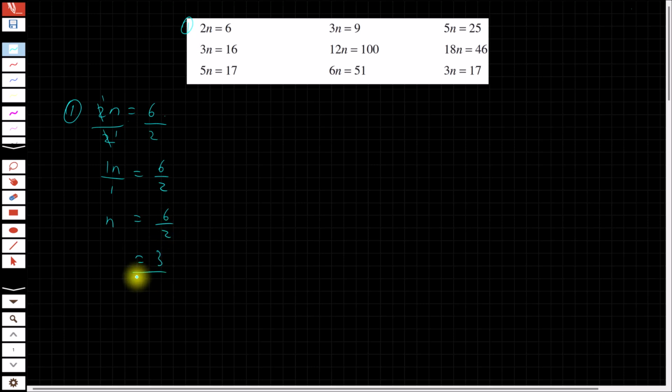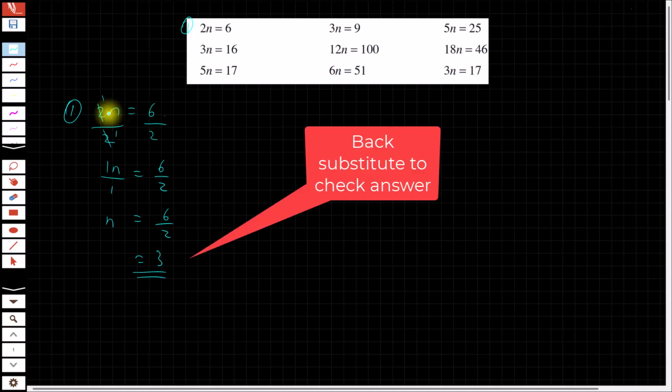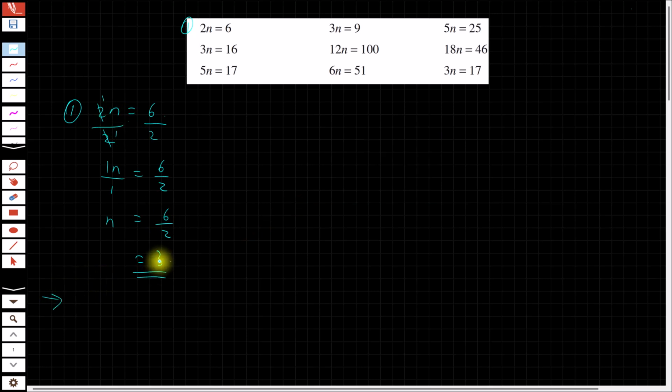Now how can we check if this is the correct answer for the original problem? We can back substitute this number into the original problem. So if we back substitute that 3, 2 times 3, what does this equal? It equals 6. So we had 6 on the right hand side at the beginning, so the right hand side is equal to the left hand side. So this answer of 3 is correct.